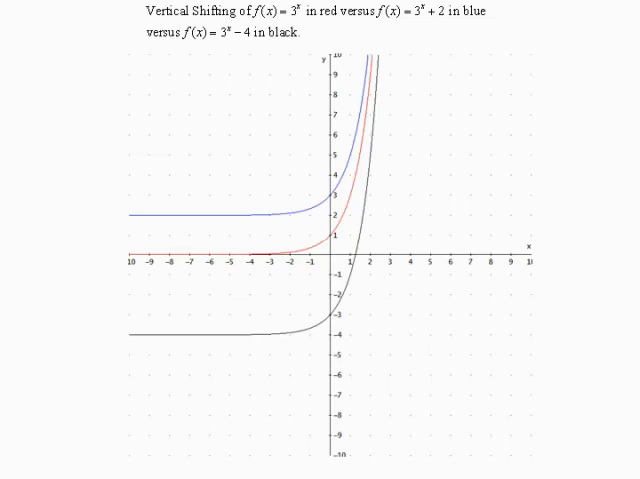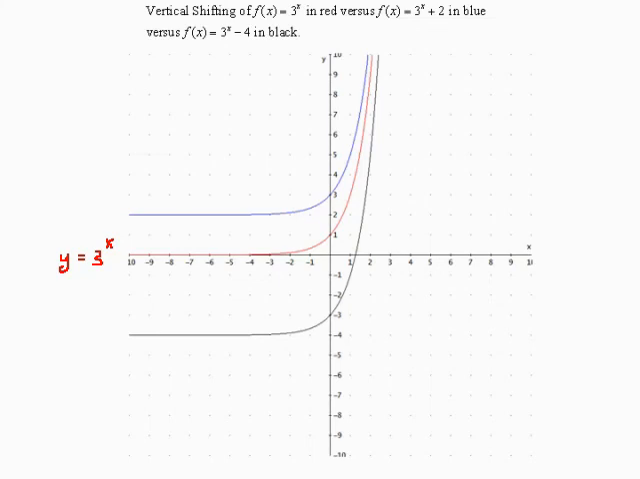Now, let's get to some shifting. Because they're functions, and we learned this in previous lessons, they pass the vertical line test. Notice the graph here. I've got a vertical shifting of f of x equals 3 to the x power. So in red here, this would be y, or f of x, equals 3 to the x power.